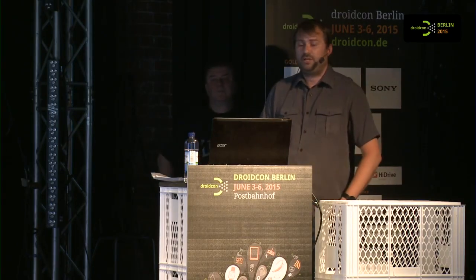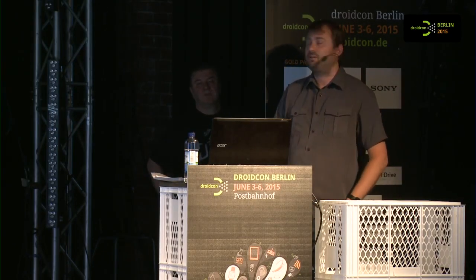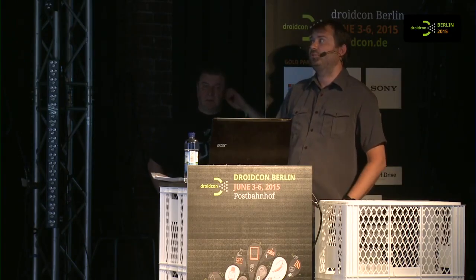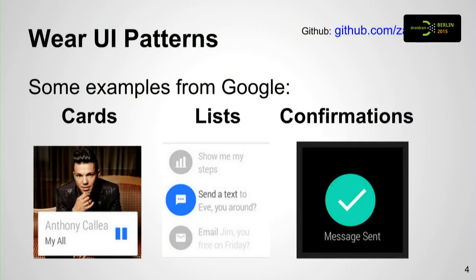Just to show you a bit about how the UI is on Android Wear. These are some examples from Google. I have some custom ones a bit later. There's quite a few more than these, but basically you have cards, which can also show an action. In this case, it's a music player, and you see a pause button on this action card. You can have lists. There's a special wearable list class for this. It's not the normal list view.